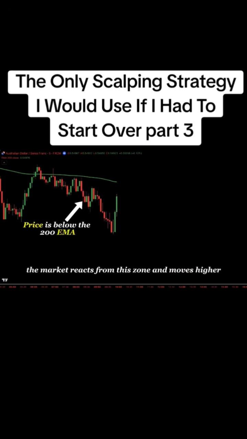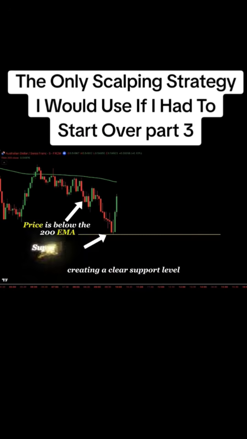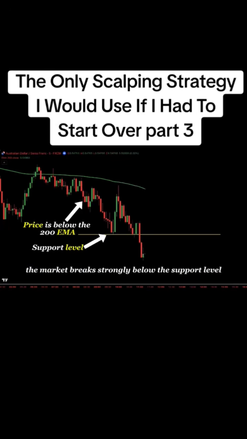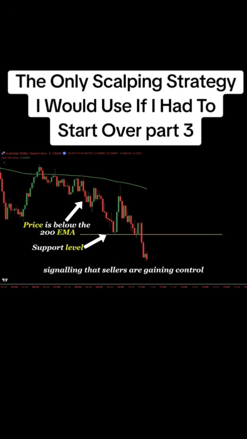The market reacts from this zone and moves higher, creating a clear support level where buyers previously stepped into the market. But now, pay close attention to what happens next. As you can see, the market breaks strongly below the support level, signaling that sellers are gaining control. Once the breakout happens, the old support level now has the potential to become new resistance.